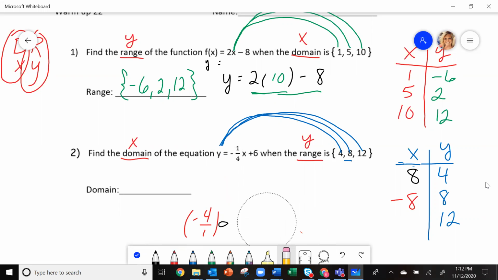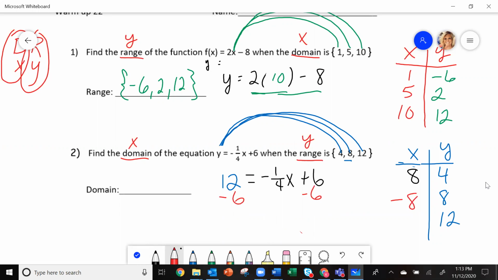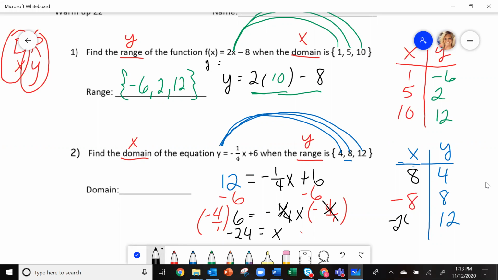All right, so the last one, we're going to put 12 in there for Y: 12 equals -1/4 X plus 6. I'm going to subtract 6 from each side. I get 6 equals -1/4 X. Again, multiply by the reciprocal. These cancel, and I get X equals -24. So now my answer, smallest to largest, -24, -8, and 8. This should be your domain when the range is 4, 8, and 12.